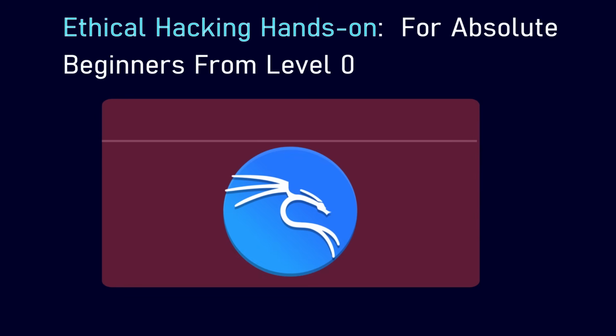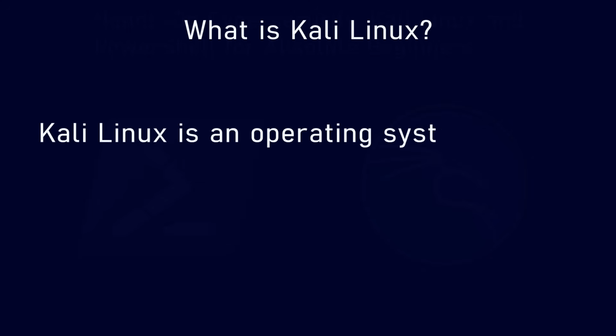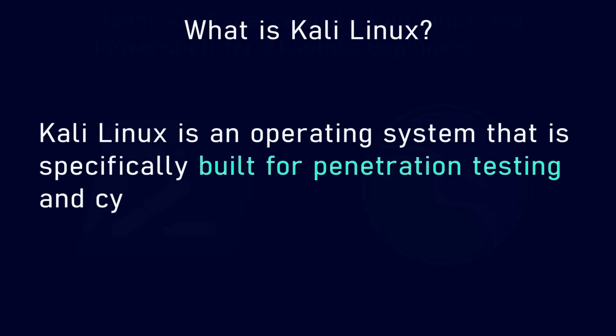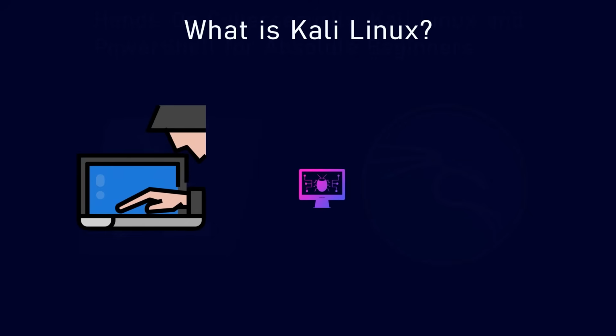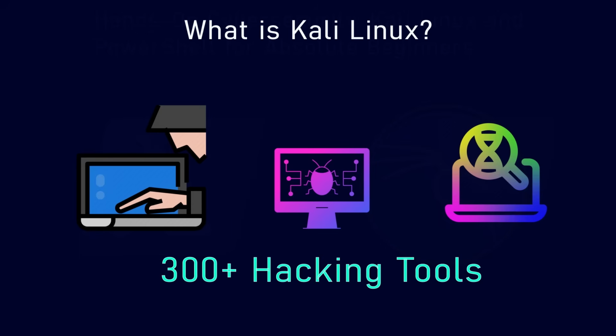Before we dive into the practicals, let me briefly explain what Kali Linux is. Kali Linux is an operating system that is specifically built for penetration testing and cybersecurity tasks. It is widely used for ethical hacking and cybersecurity tasks such as penetration testing, security research, computer forensics and reverse engineering. It has more than 300 pre-installed hacking and forensic tools. Before we start using all the fancy tools, we need to learn the fundamentals of its command line.